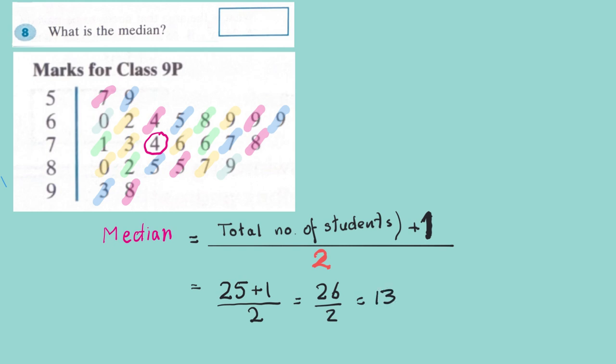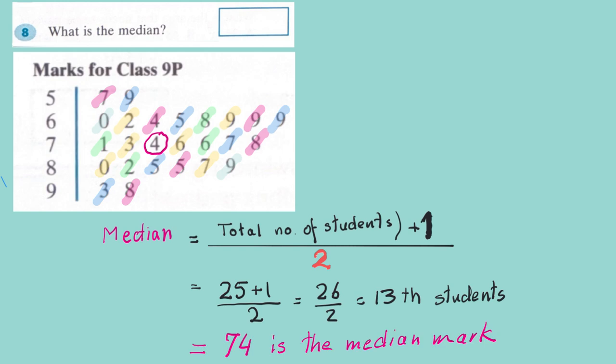What is the significance of 13? It's the 13th student. So we must put TH, the 13th student that has that mark. So we need to count up to the 13th student, and we'll start doing that. 1, 2, 3, 4, 5, 6, 7, 8, 9, 10, 11, 12. And this is the 13th student. And the mark that the 13th student got was 74, and that is the median mark. And we'll just write 74 in the box.